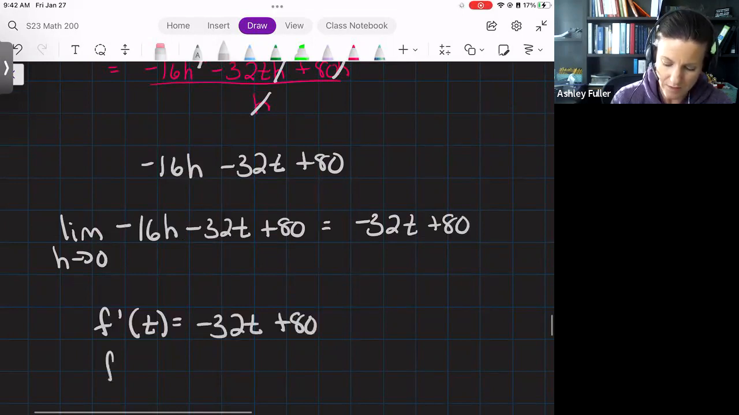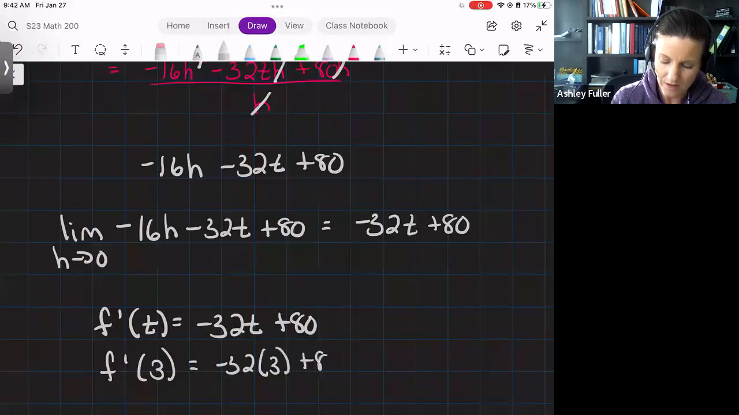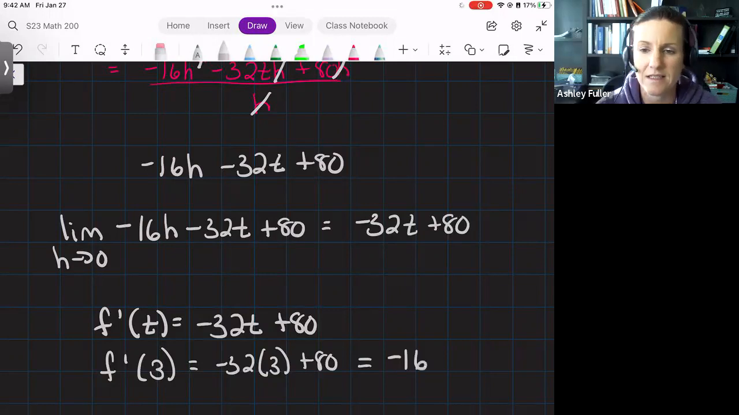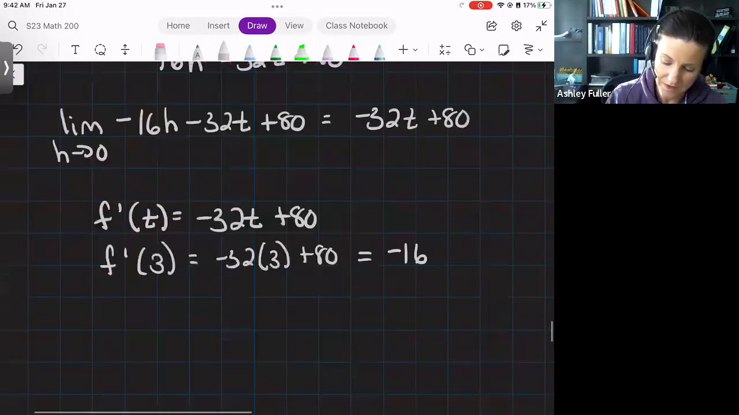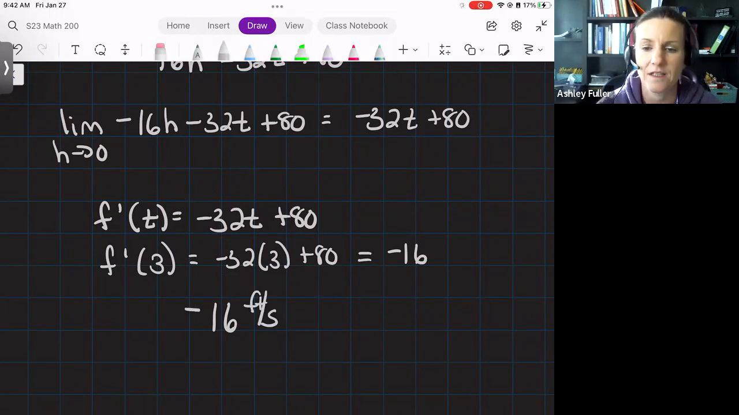And we want to know the value or the instantaneous rate of change when t is 3. So we now plug that into the first derivative, which results in negative 16. To interpret that, what that means is the negative tells us direction, and it tells us the arrow is moving downward at 16 feet per second. So the velocity is negative 16 feet per second in this case.